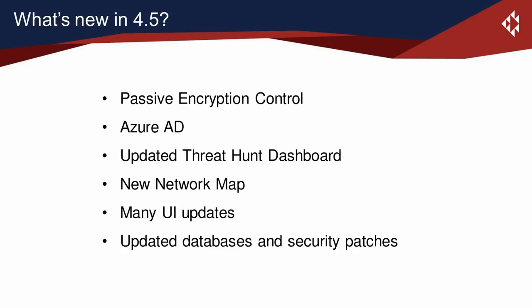Okay, 4.5. Things to look out for with 4.5, which you've now got your hands on. We did have some holdups in deploying 4.5 for AWS. Now pleased to announce that we've got 4.5 available for you to test right now. So we've got things like Passive Encryption Control, Azure Active Directory. We'll have a look at the new updated Threat Hunt dashboard. And we've got the network map has been updated, and there's also a lot of other UI updates. And of course, security patches.